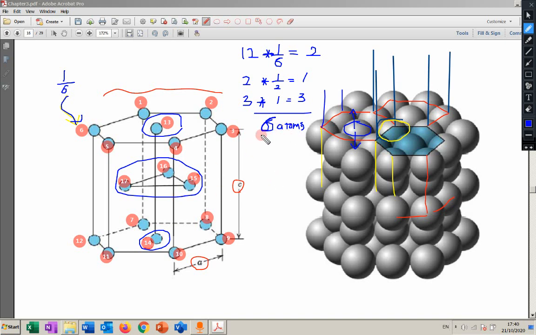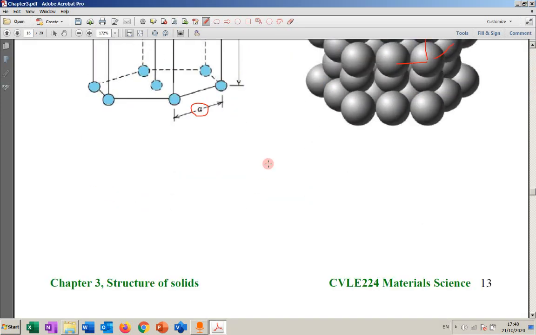This is how the arrangement of atoms here works: 6 atoms at the corners at the top, 6 at the bottom as well, 1 in the top face, 1 in the bottom face, and 3 in the middle. It's going to give us a hexagonal close pack. Hexagonal close pack, so we have 6 atoms in total.